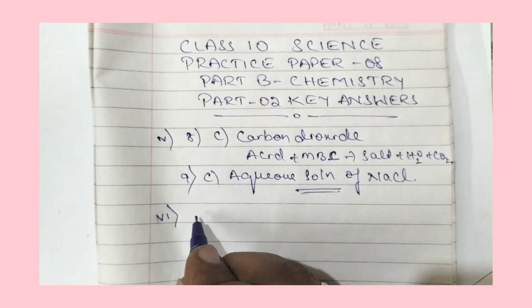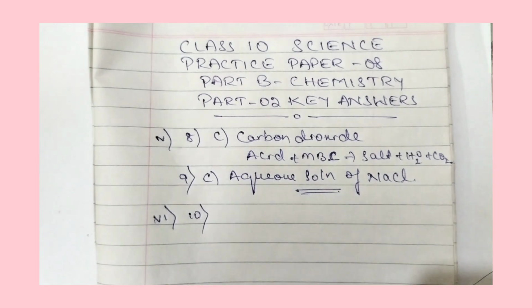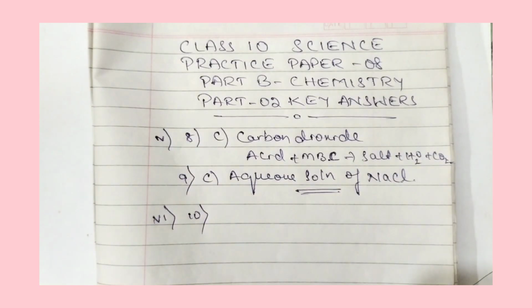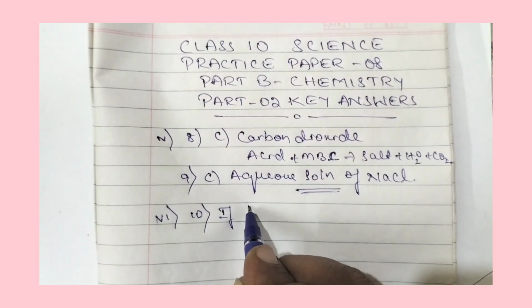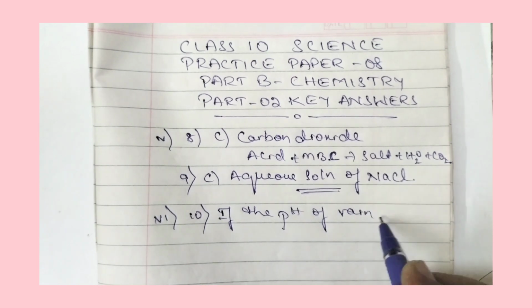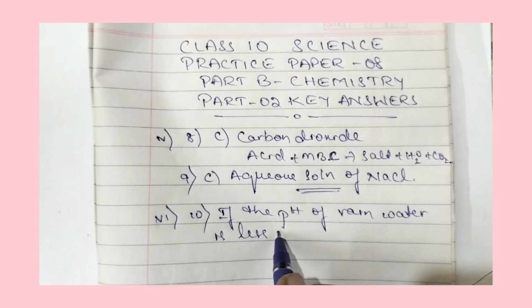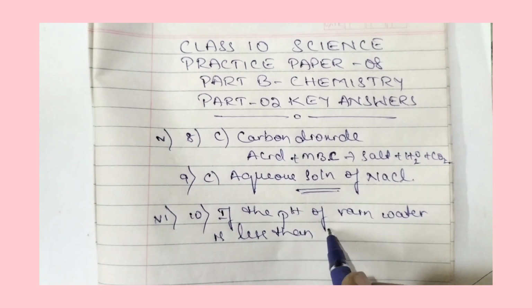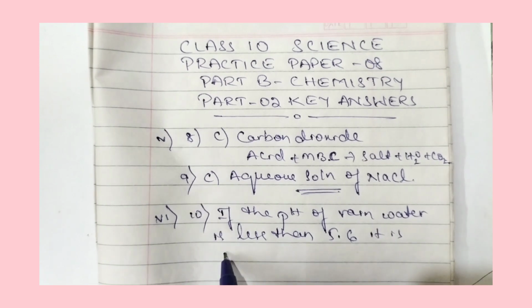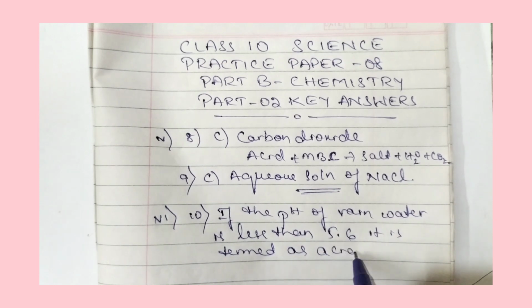Now let us move to the sixth mark, 10th question. What is acid rain? If the pH of rainwater is less than 5.6, it is termed as acid rain.